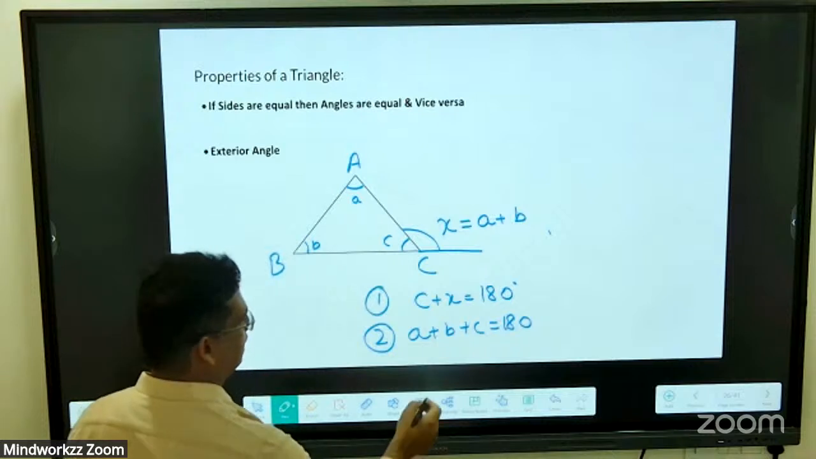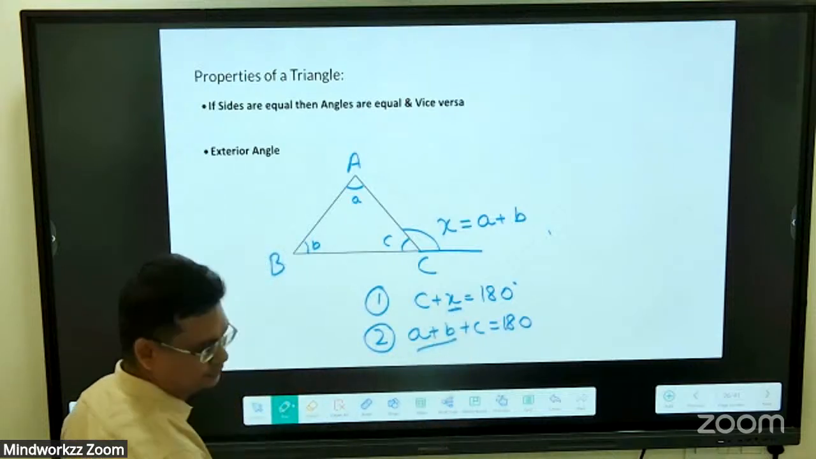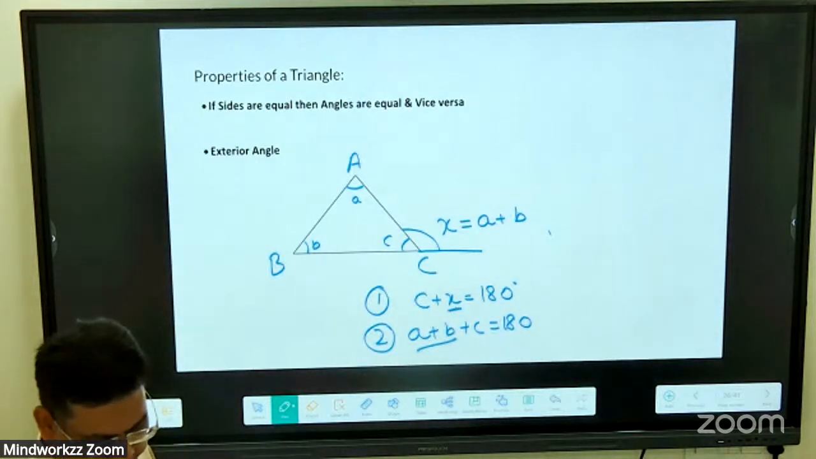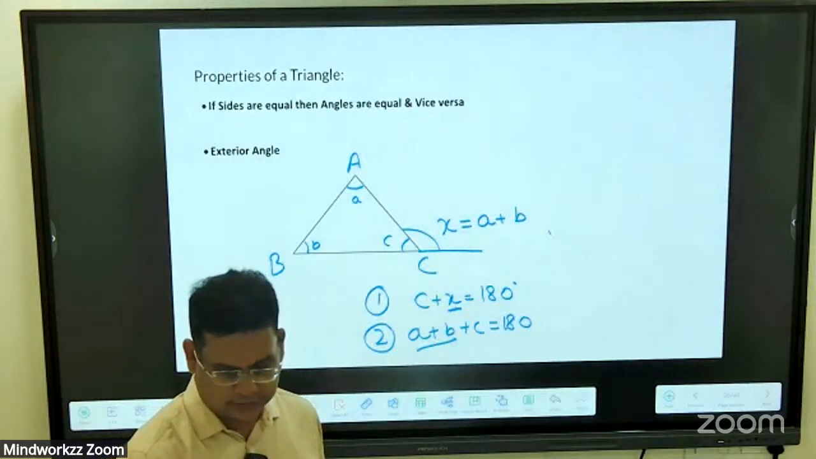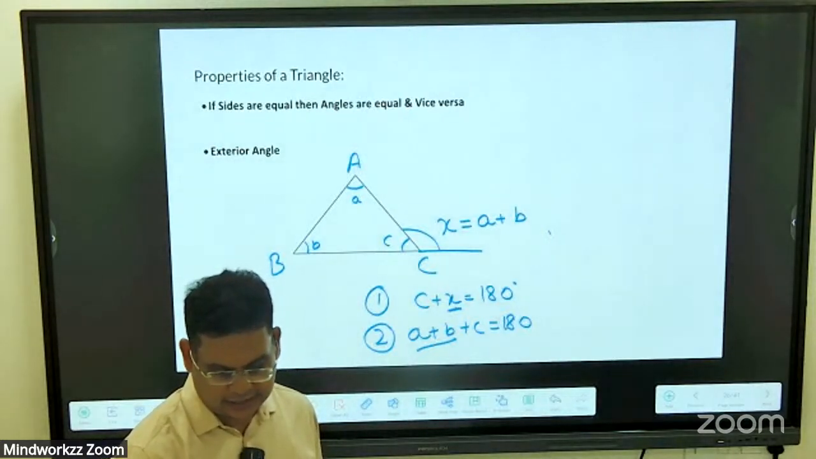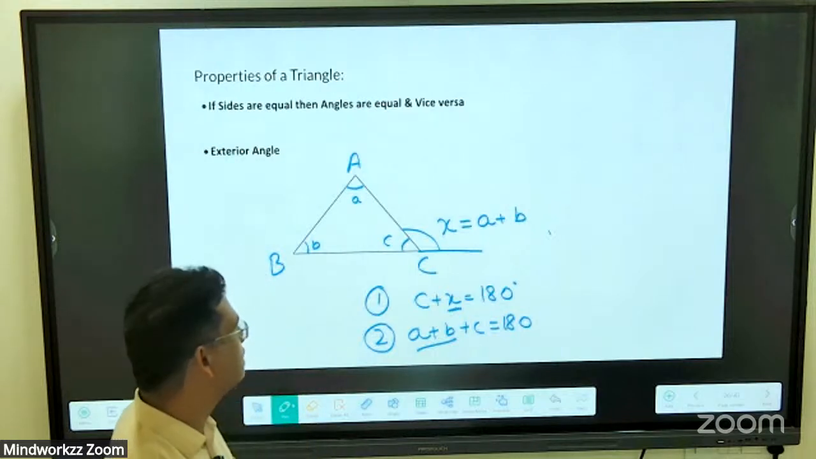So we clearly can see that X is equal to A plus B, right? I hope this is clear. Winnie, Jackie, anybody else in the class, please type Y if this is clear.